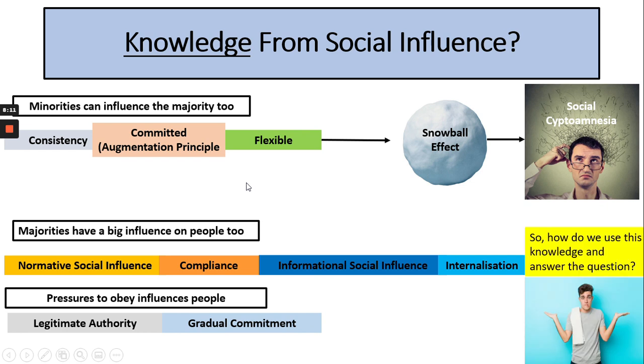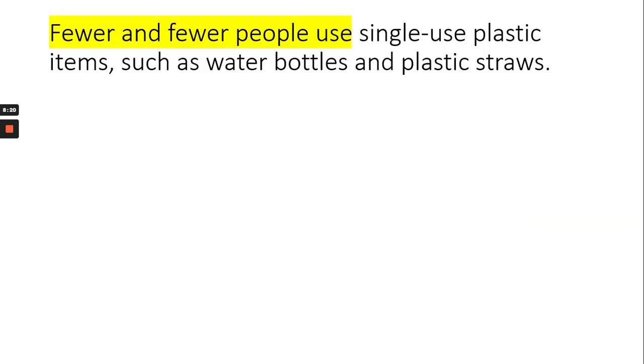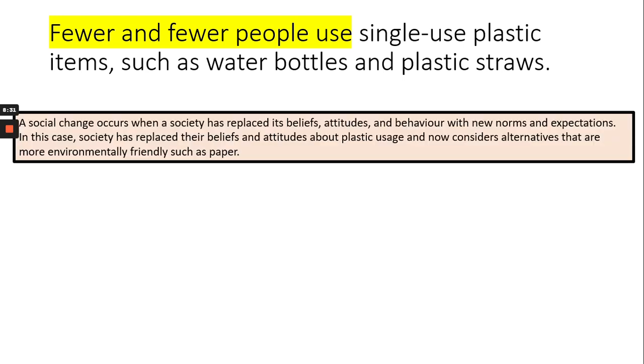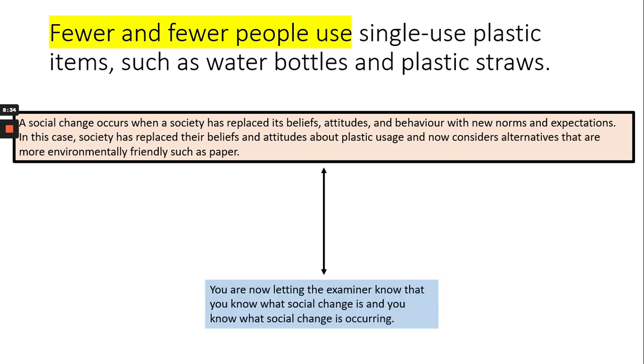Now we know what we've learnt in social influence, how do we use this knowledge to answer an examination question? Let's go back to the question and I'll break it down in stages: fewer and fewer people use single-use plastic items such as water bottles and plastic straws. I'm going to start answering by letting the examiner know that I know what social change is and what social change is occurring. So I defined what is meant by social change, and in this case, the social change is replacing people's beliefs and attitudes about single-use plastic usage.